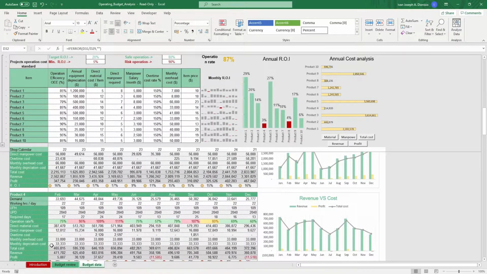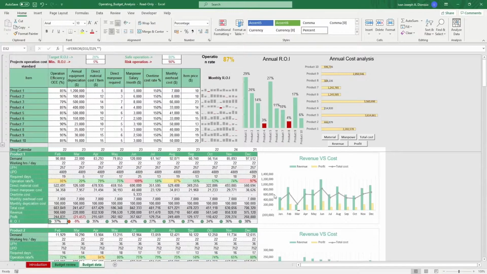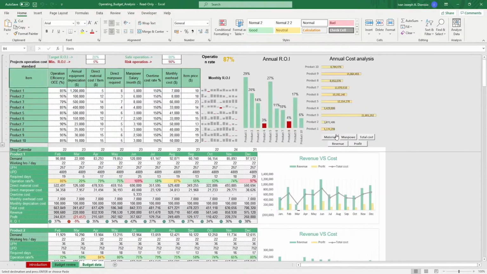Beside each product table, you have a revenue versus cost graph, which shows you your product's revenue behavior throughout the year. On top, you have sparklines to see the monthly ROI per product, and beside it, the annual ROI, and the annual cost analysis, which you could filter out using the macro buttons here. We have highlighted on top the operation rate as well.